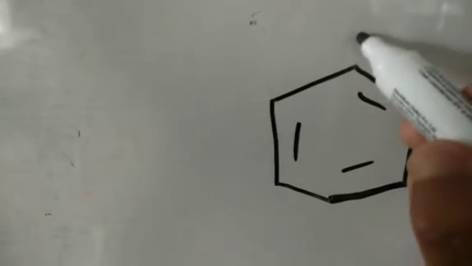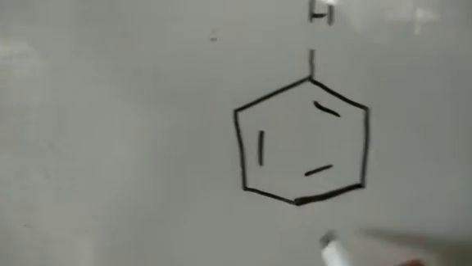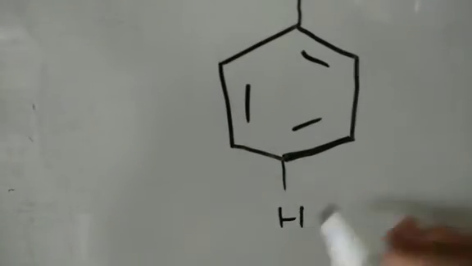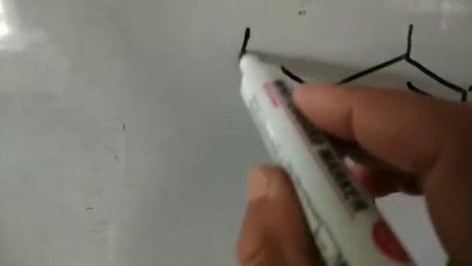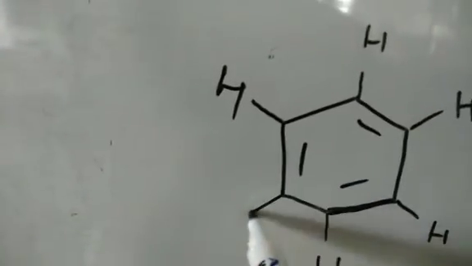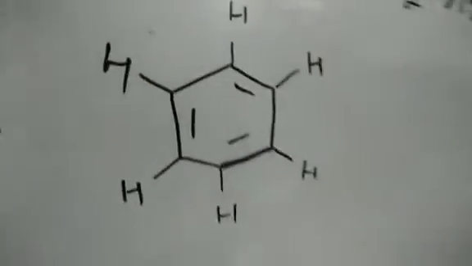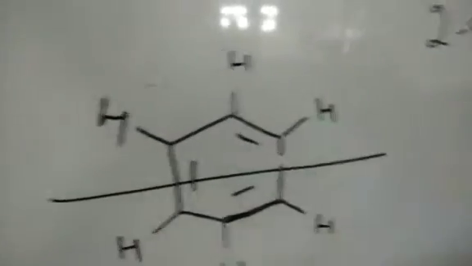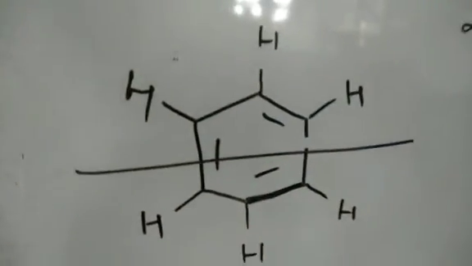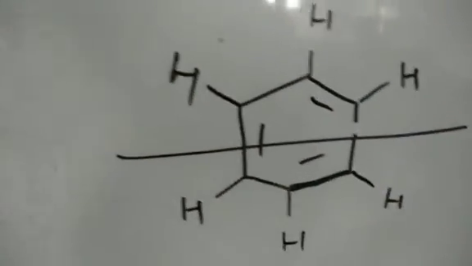Now we have 1 proton here, 1 here, so there are 6 protons. Now look, you can cut this molecule any way. You can cut it into 2 halves like this, or you can cut it into 2 halves like this. Now the question comes here: what do we mean by that?